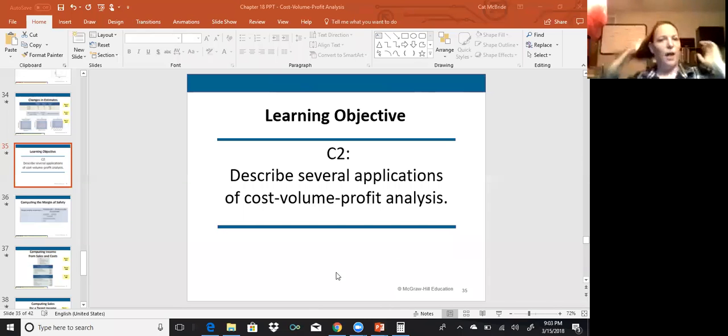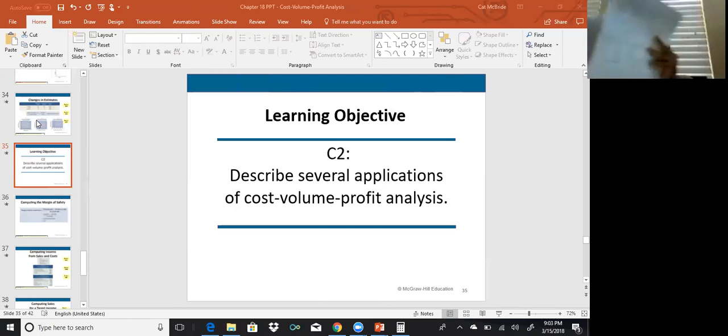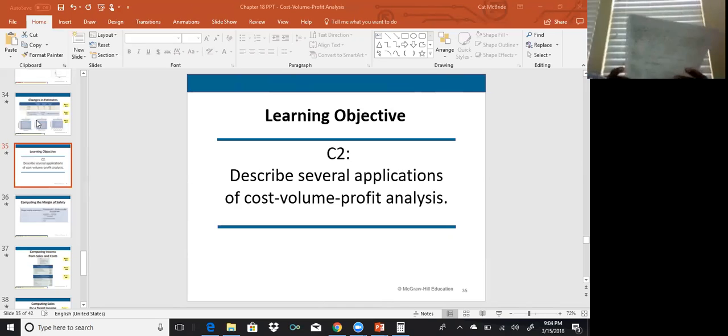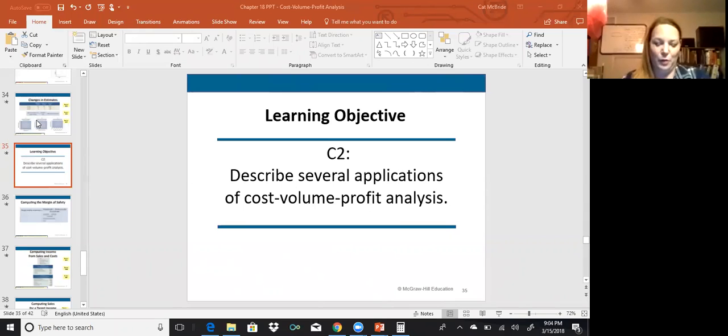Okay, so we're going to look at some of the things that we can do with cost volume profit besides just find the contribution margin. Remember, at the end of Tuesday, we had figured out how to calculate the contribution margin. Do you remember what the contribution margin is? Revenue minus what? Minus variable cost. Yes, revenue minus variable cost gives us our contribution margin.